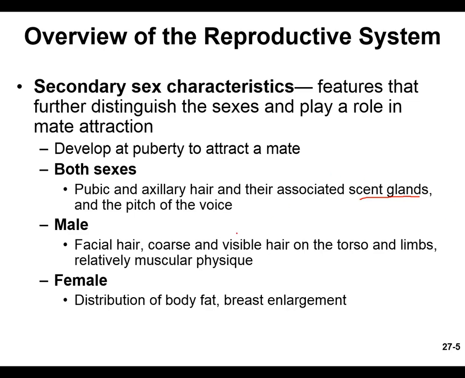For males, we tend to see more facial hair, coarse, visible hair on the torso and the limbs, and a more muscular physique. For females, it's more of a distribution of body fat and breast enlargement. So those are some of the secondary sex characteristics that we tend to see, also really playing an important role in mate attraction.